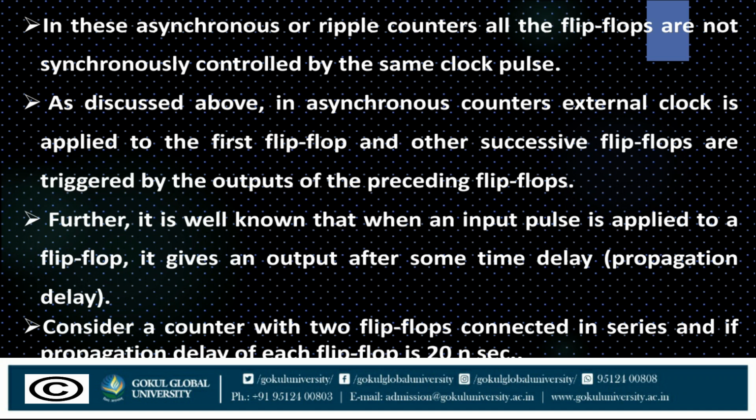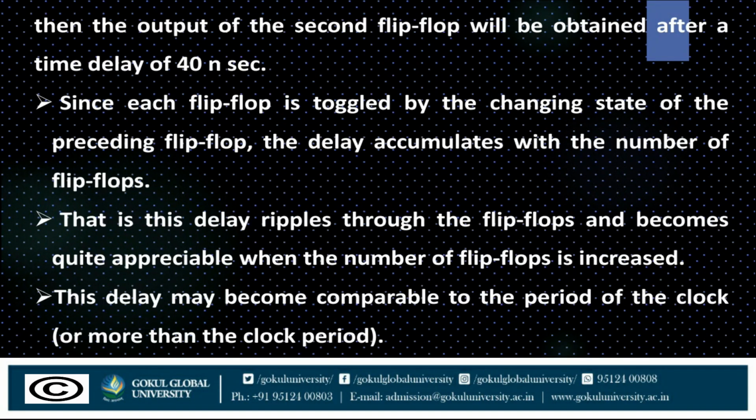Consider a counter with two flip-flops connected in series, and if the propagation delay of each flip-flop is 10 seconds, then the output of the second flip-flop will be obtained after a time delay of 20 seconds. Since each flip-flop is toggled by the changing state of the preceding flip-flop, the delay accumulates with the number of flip-flops. That is, the delay ripples through the flip-flops and becomes quite appreciable when the number of flip-flops is increased. This delay may become comparable to the period of the clock or even more than the clock period.